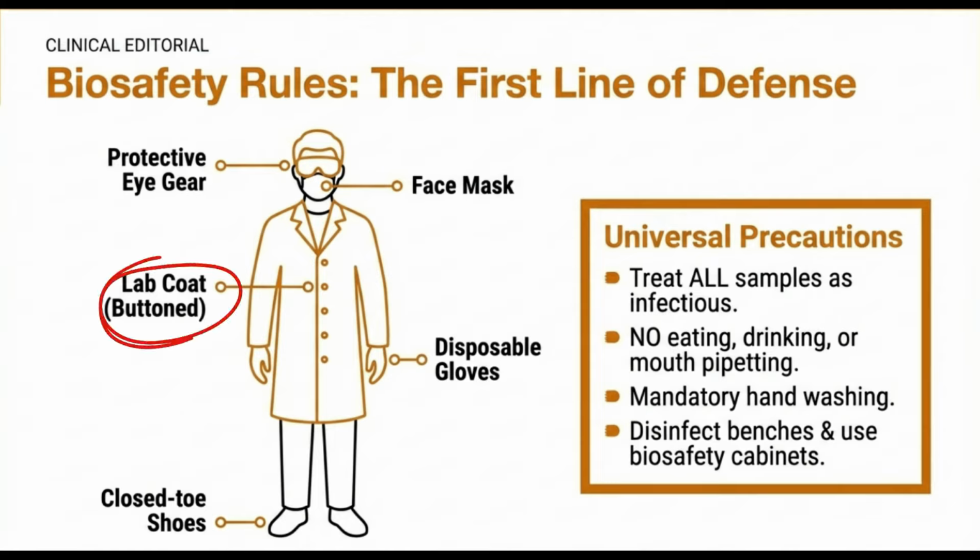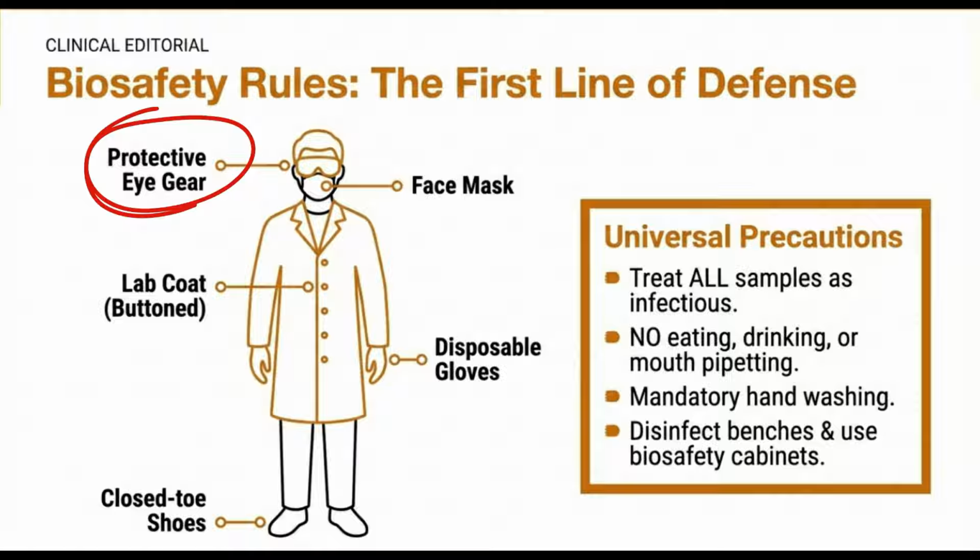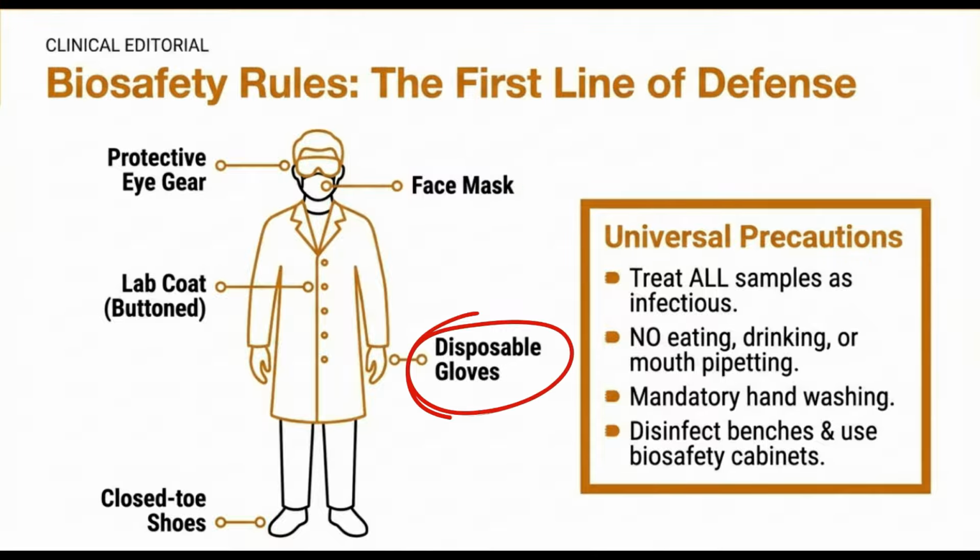A buttoned lab coat protects your clothes and skin. Protective eye gear shields your eyes from splashes. A face mask prevents you from inhaling aerosols. Disposable gloves provide that crucial barrier for your hands. And closed-toe shoes protect your feet. Every piece is non-negotiable. Beyond the gear itself, we operate with a mindset called universal precautions.